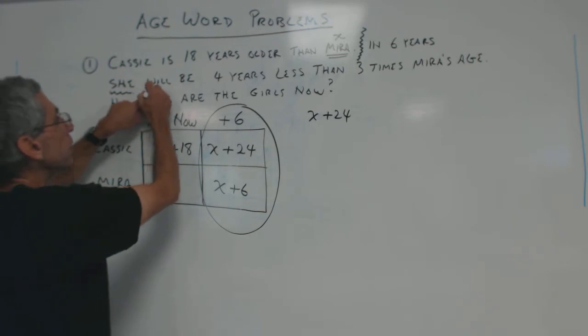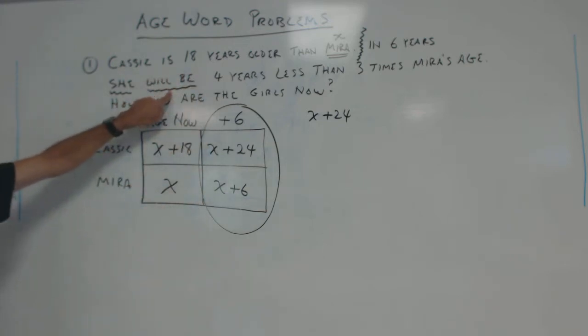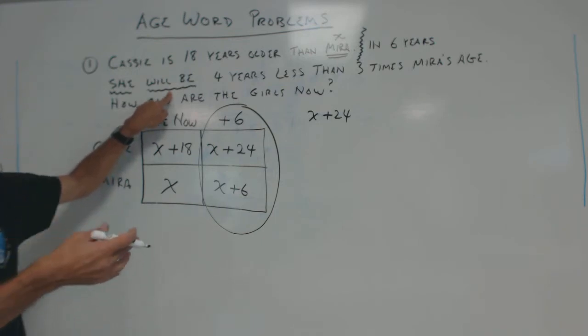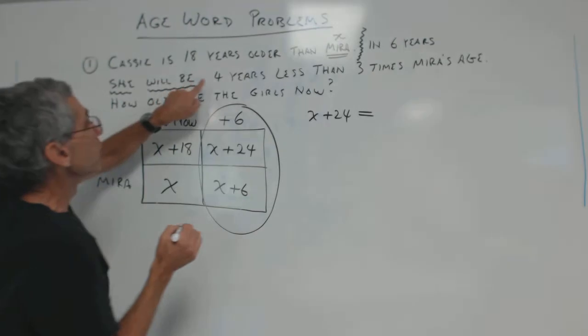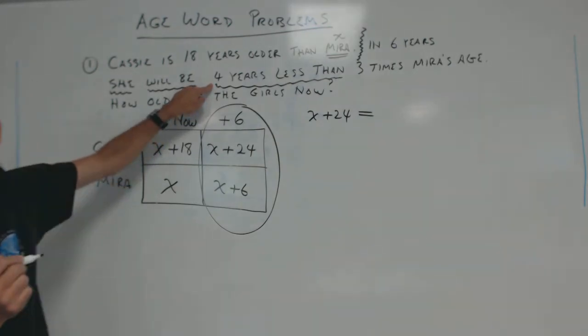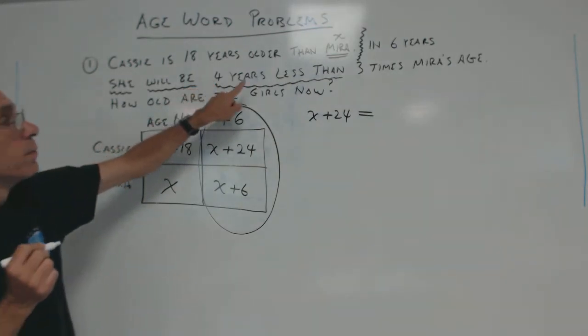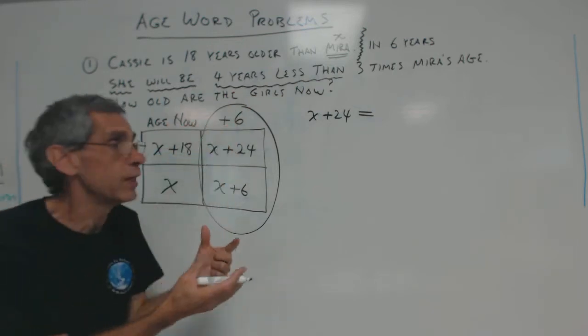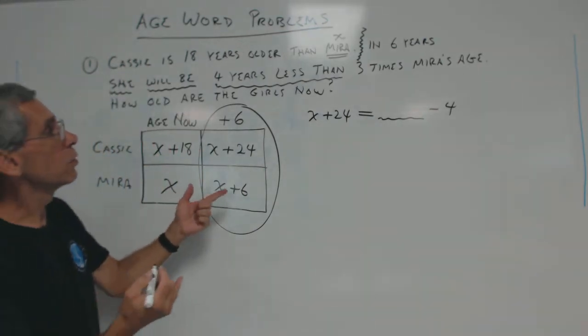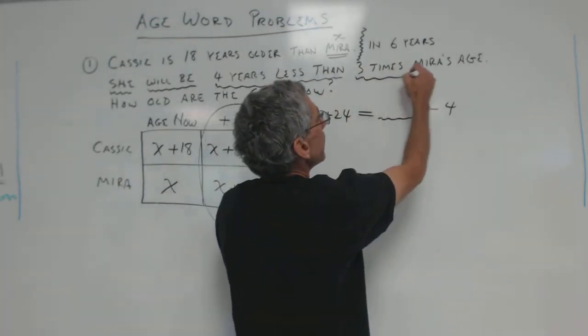Now we have finished with she. Now we've got will be. What would be will be? Equals, right? Remember, if it said she is, it would be she equals. She will be is a future tense of to be, which means it also equals. She will equal, right? So equals. 4 years less than. What do I do with that minus? Is that 4 minus or minus 4? Minus 4 because it's 4 years less than something. I have to have the something first and then minus 4. Does that make sense?